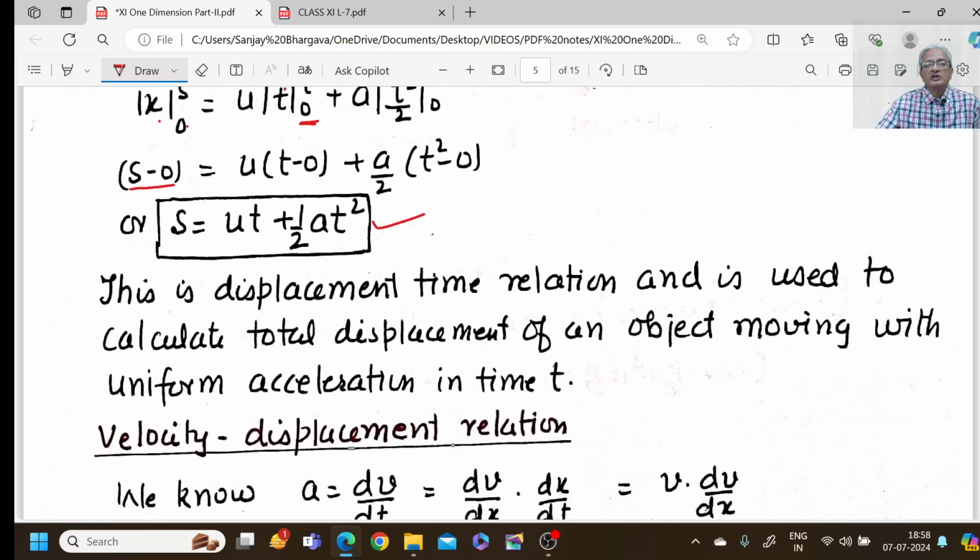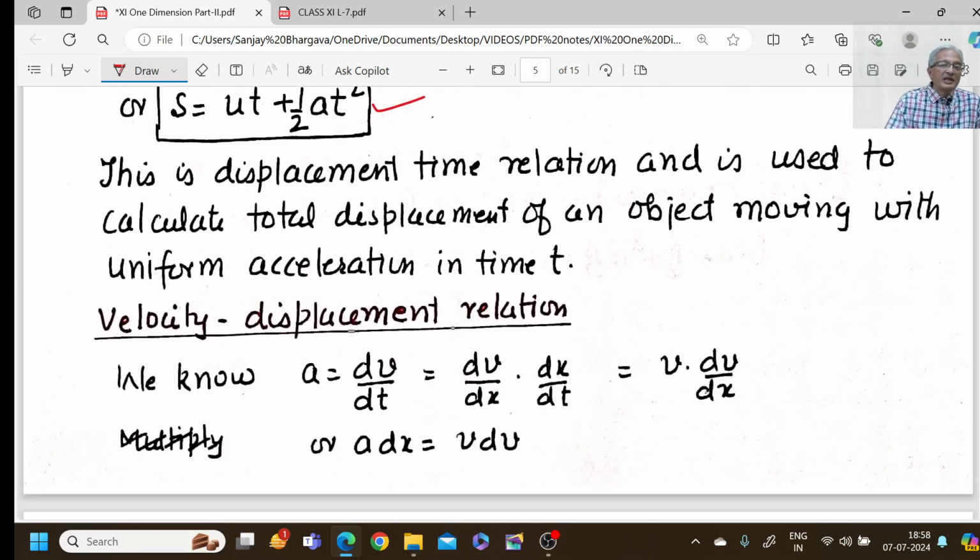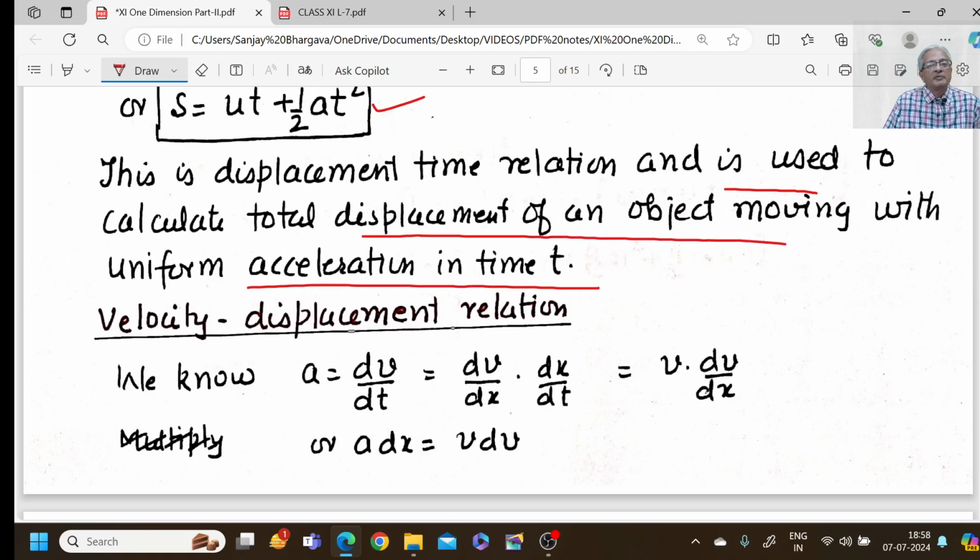What information does it provide? It provides me the displacement time relation. And where it is used? It is used to calculate total displacement of an object moving with uniform acceleration after time t.